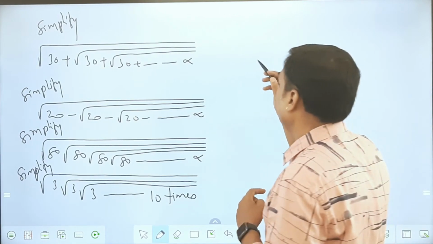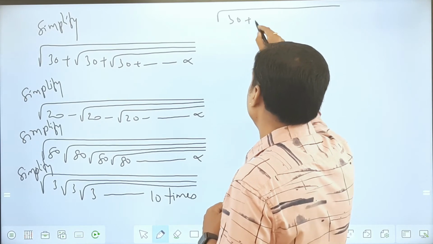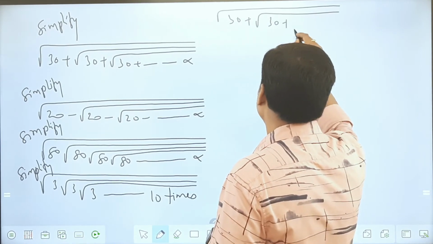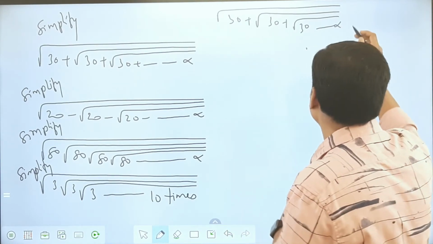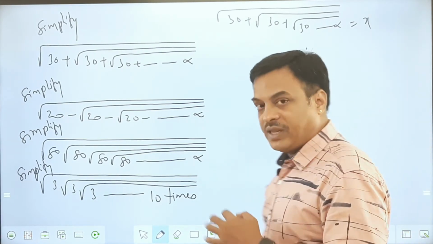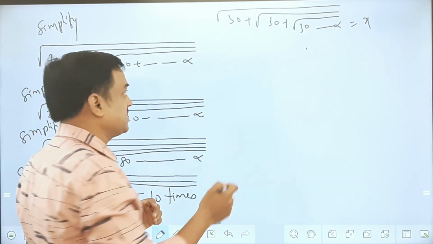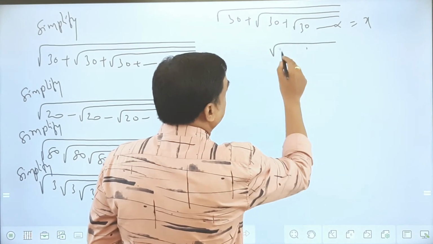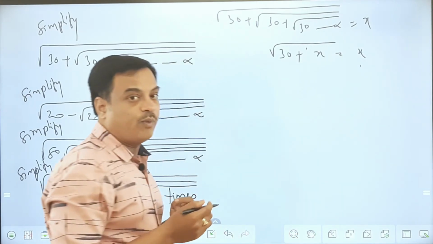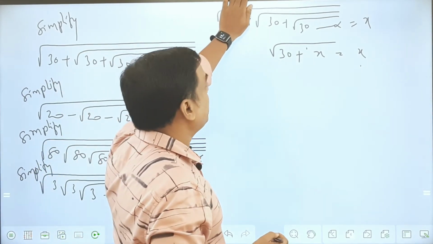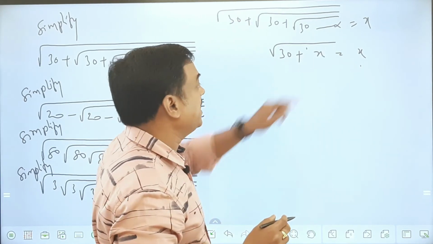Generally, how do we deal with these kinds of questions? We take the same question, root 30 plus root 30 plus root 30, and so on up to infinity, and let us call it x. Any series which is repeated till an infinite number of times, we call it x. So can I write the same thing as root of 30 plus x is equal to x? The point to be noted is, if I just cover the first one, the rest of the things are again x. So same thing I did.